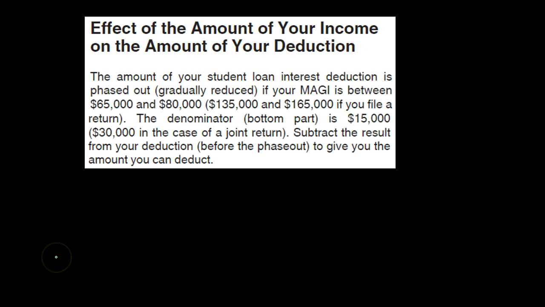Back to the text. Effect of the amount of your income on the amount of your deduction. The amount of your student loan interest deduction is phased out, gradually reduced, if your MAGI, modified adjusted gross income, is between $65,000 and $80,000, or $135,000 and $165,000 if you are married filing joint. So in other words, we have this range. The range is going to be higher for the married filing joint. If we're not married filing joint, meaning typically head of household or single, we'll typically have the lower range here.